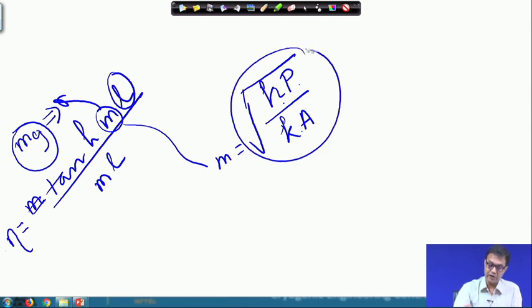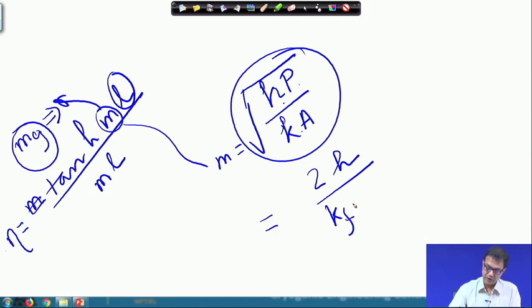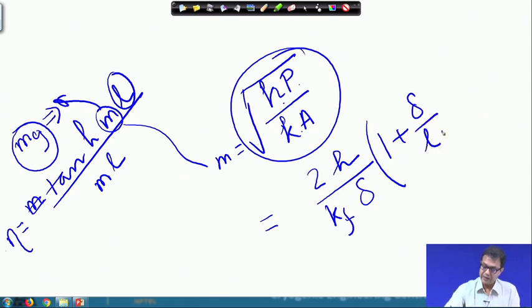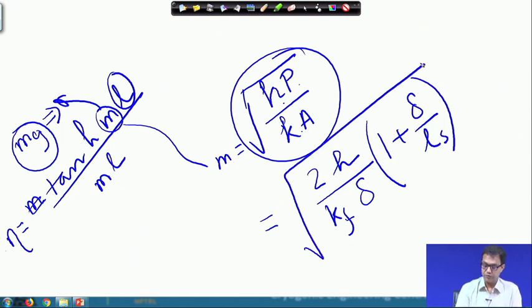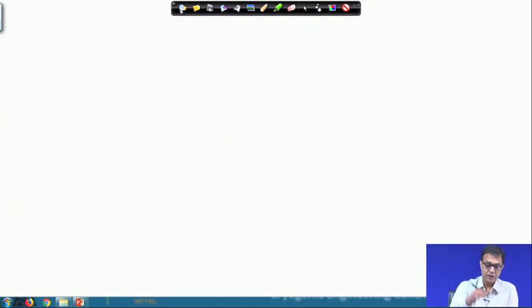If we put these values for this particular situation, we will find that m is going to be the root over 2h by k of the fin material, times 1 plus delta by L s, where delta is the thickness of the fin and L s is the lance length of the fin. This is the m parameter for the fin efficiency, and we can calculate it for both the gas side and the air side from this correlation.